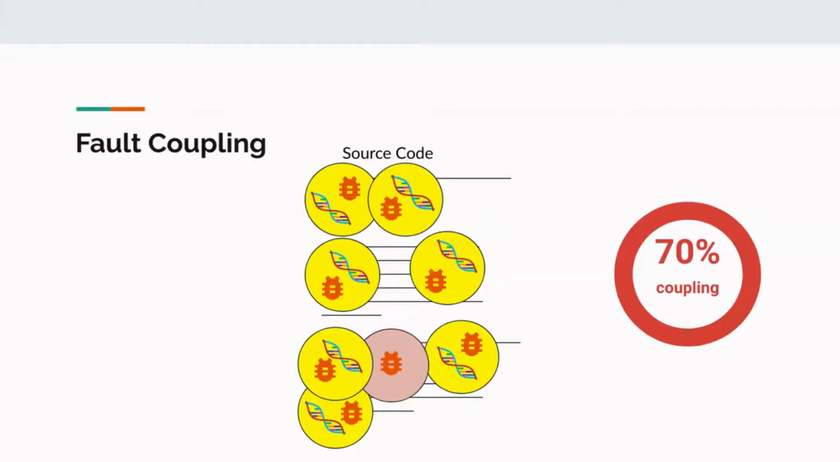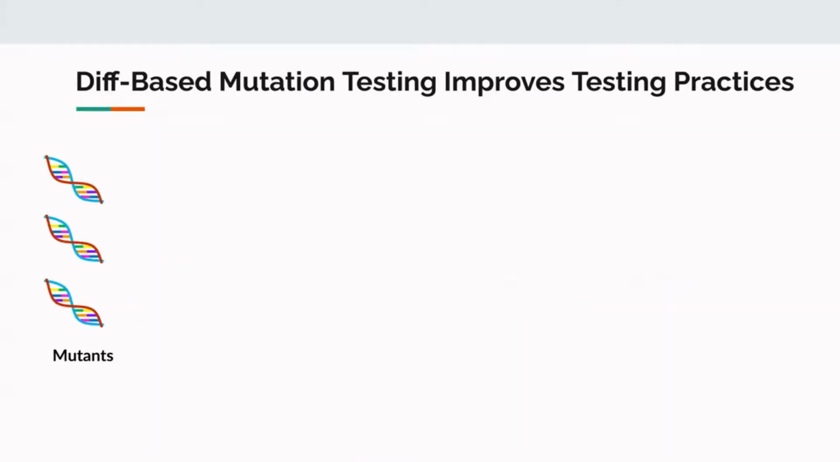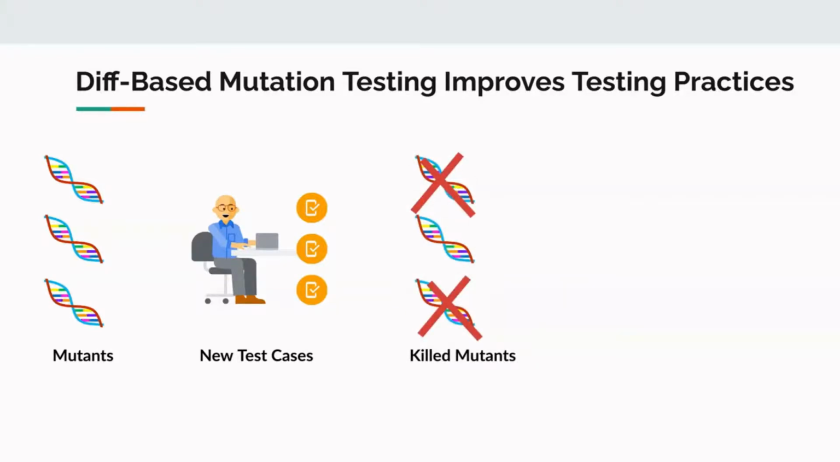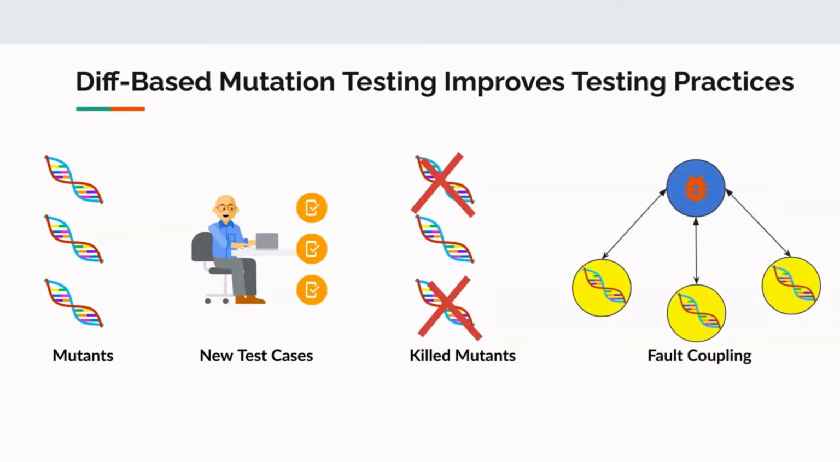To conclude, mutants reported during code review make for actionable test goals. The developers use them to implement missing test cases with which they kill those mutants. And because these mutants are coupled to a fault, we can say that diff-based mutation testing improves testing practices.